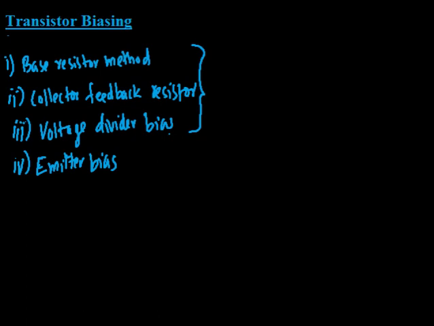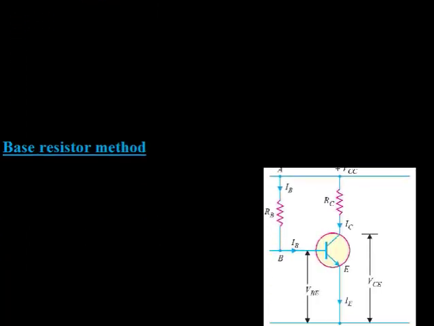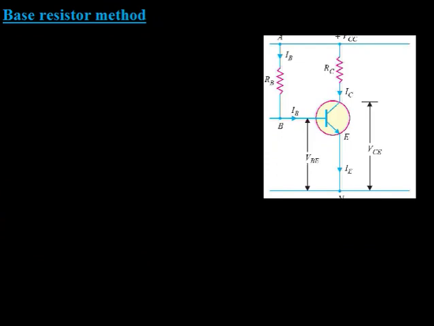The first one is the base resistor method. It is the simplest method. As the name implies, the circuit of a base resistor method contains a resistance RB connected in the base of the transistor circuit. One end of the base resistor RB is connected to the base, and the other end of RB is connected to the plus VCC. So here we will have a plus VCC.